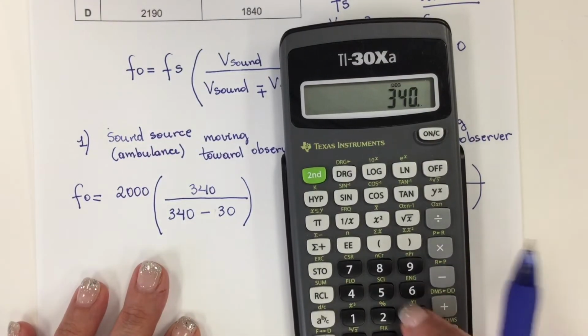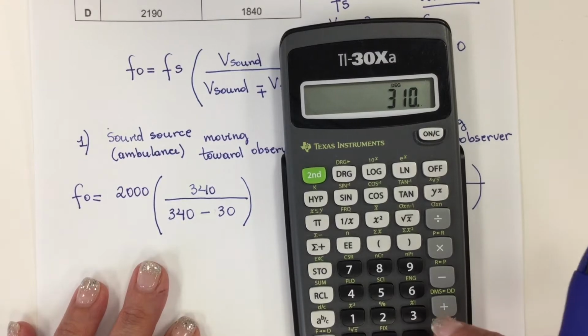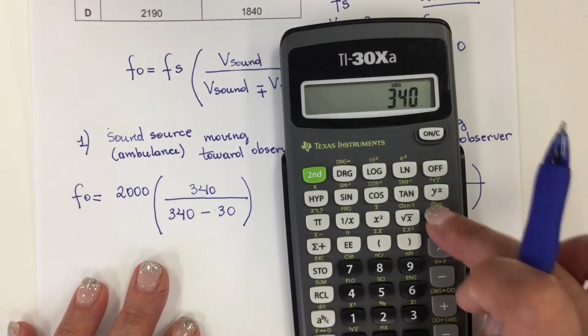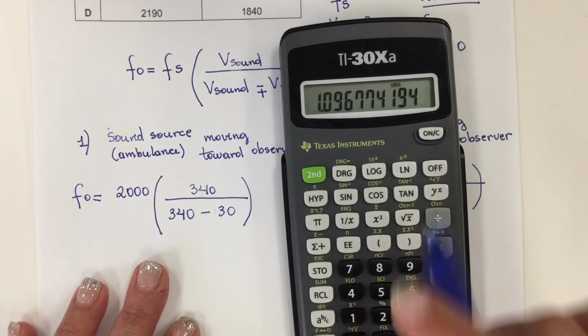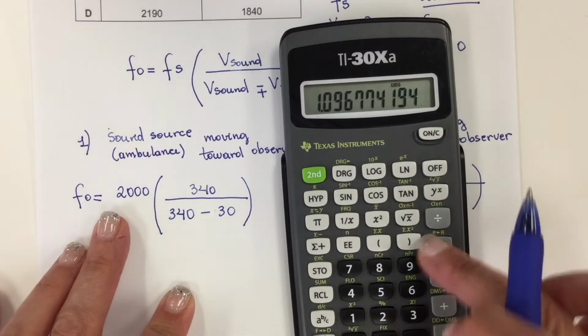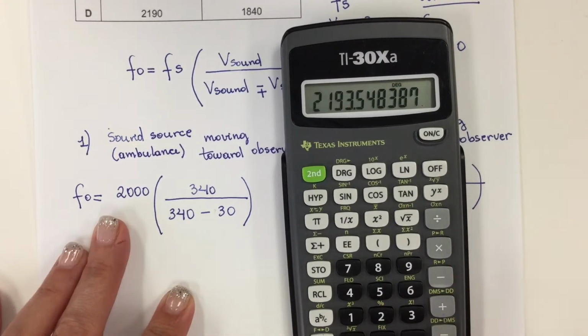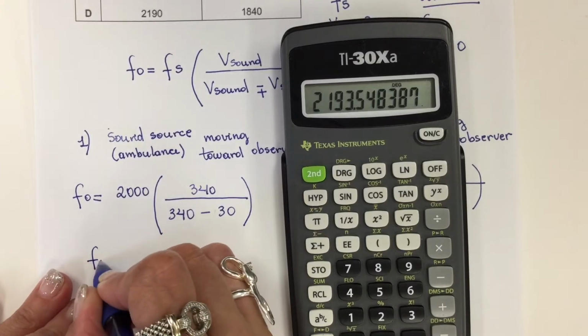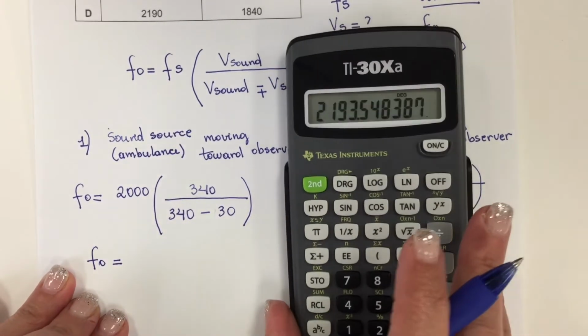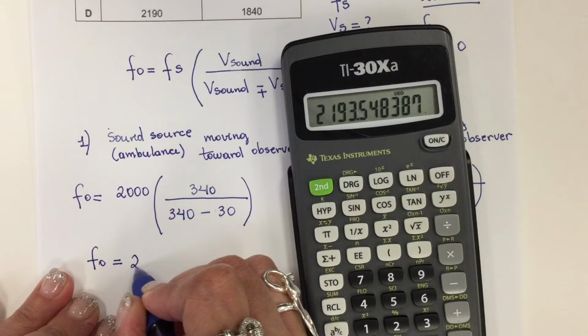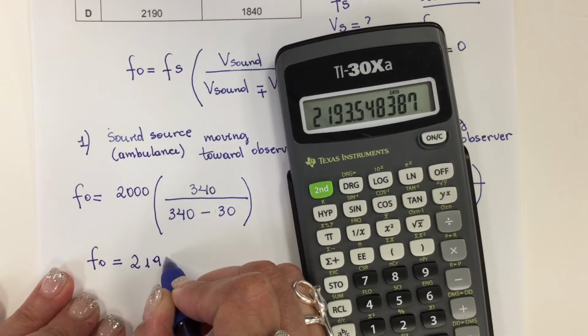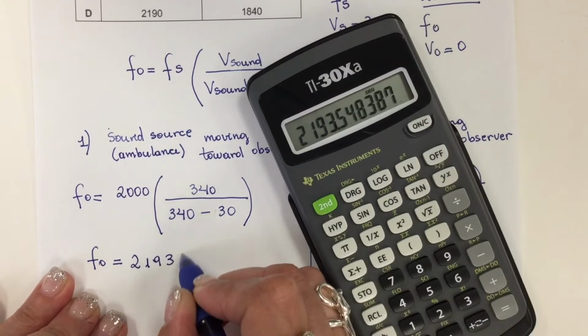340 minus 30 is 310. And 340 divided by 310 is this number times 2000. So the frequency detected by the observer is 2193 hertz.